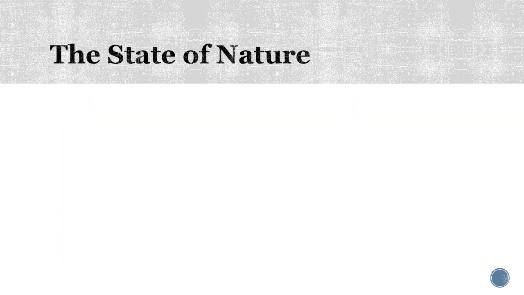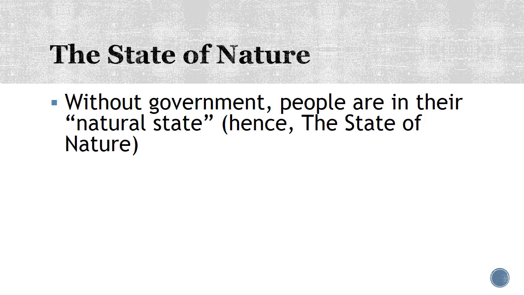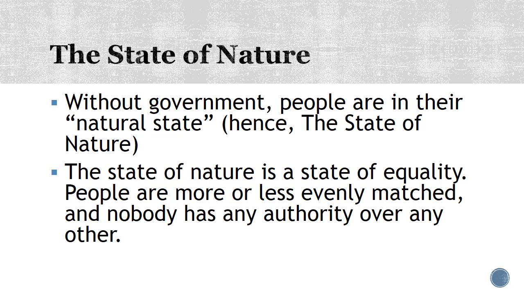So remember, step one is to imagine life without any sort of government or moral rules. This is what Hobbes referred to as the state of nature, or people in their natural state. So without government, people are in their natural state. This is what philosophers call the state of nature. And Hobbes points out that the state of nature is a state of equality.